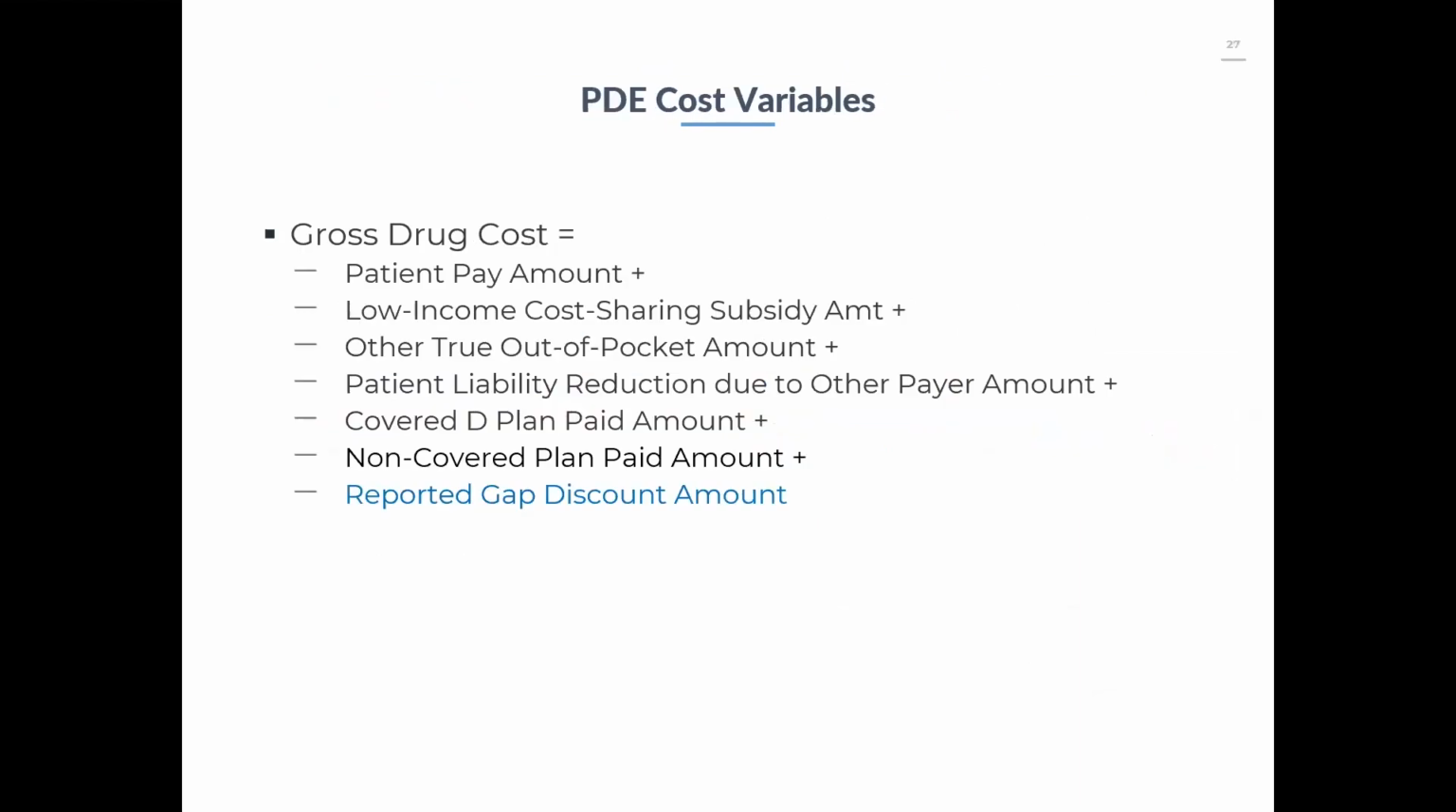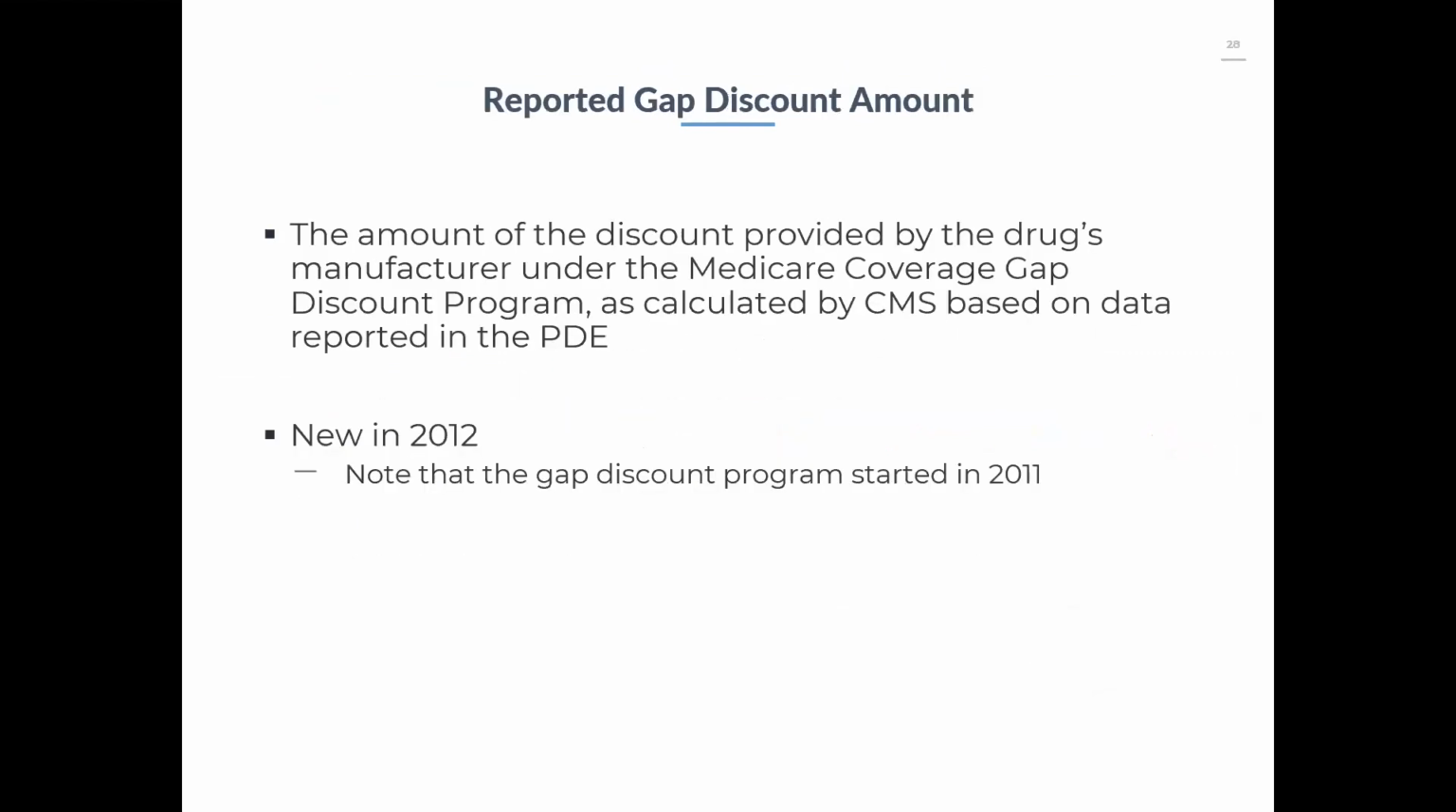The final component is the reported gap discount. And so the amount of the discount provided by the drug's manufacturer under the Medicare coverage gap discount program, as calculated by CMS based on data reported in the PDE, is the gap discount. The gap discount program started in 2011, but it's only available as its own distinct variable in the RIF data starting in 2012.